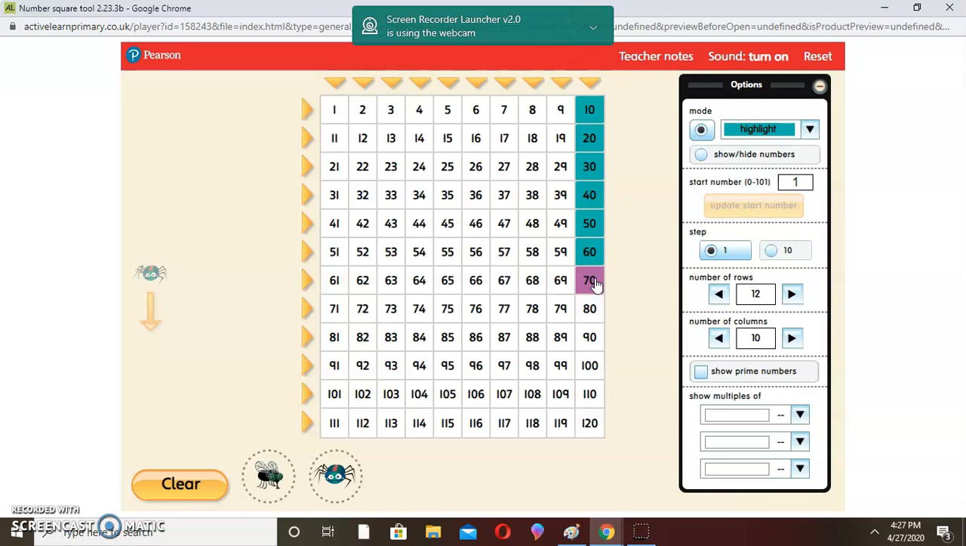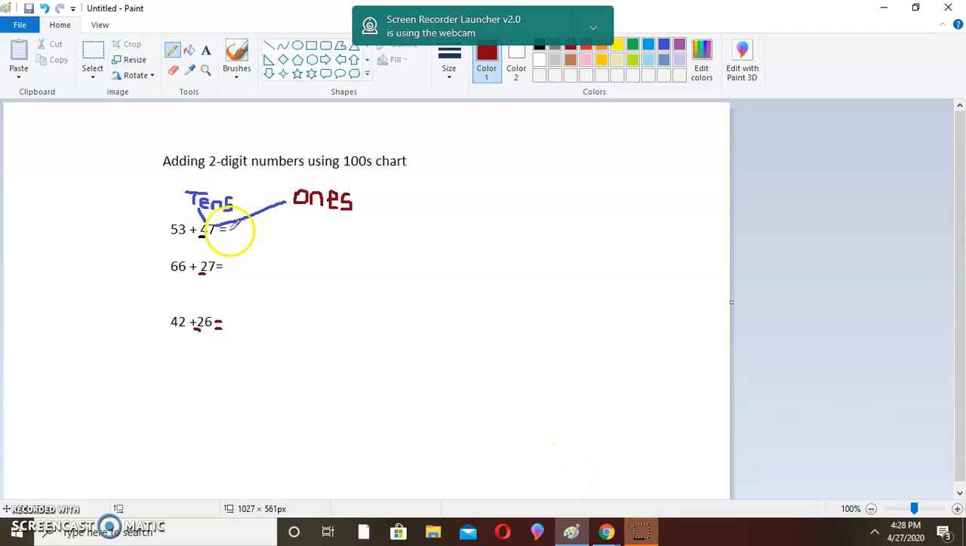The reason we are doing this is because we are going to learn how to add in tens, then we add in ones. We start by adding in tens. The first number we are going to put on our 100 square is the same as when you put a number in your head. If you don't want to use the 100 square, just put 50 in your head.